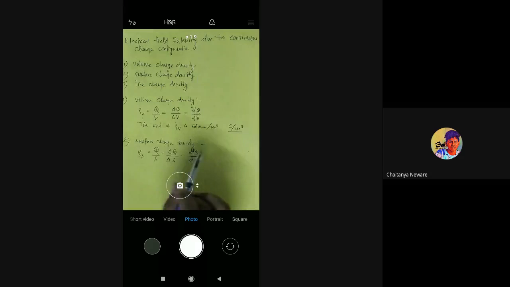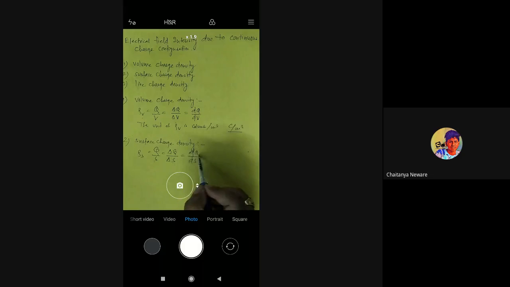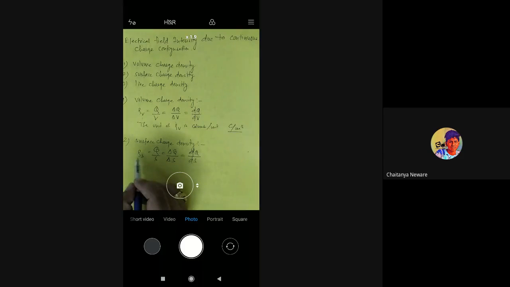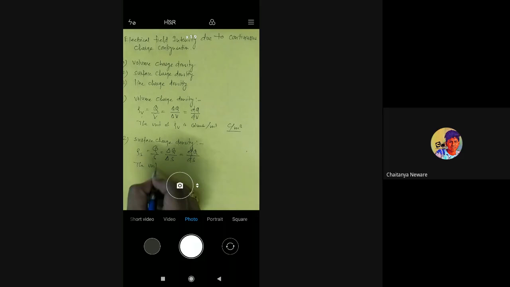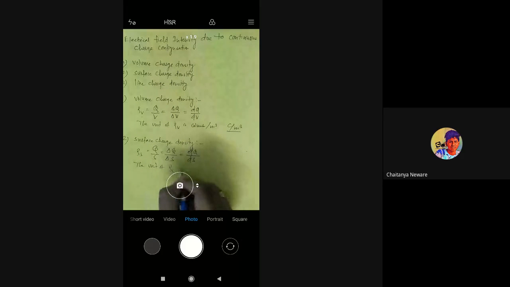So surface charge density is the ratio of total charge in the given region divided by total surface area, or incremental charge to the incremental surface of the region, or differential charge to the differential surface of the region, and it is represented as rho s. Okay, and the unit of surface charge density is coulomb per meter square.